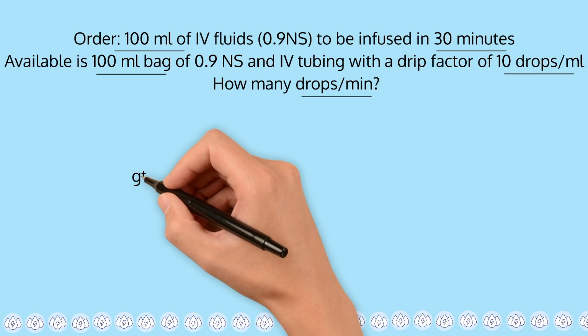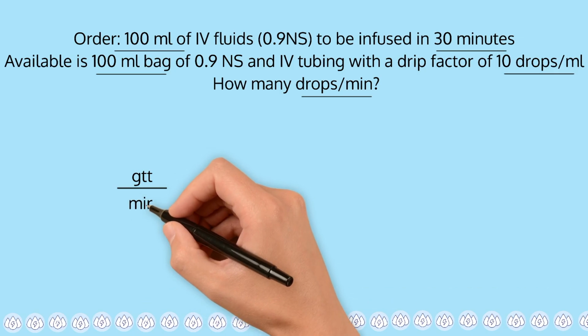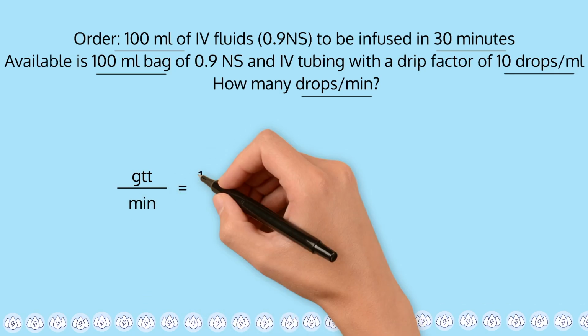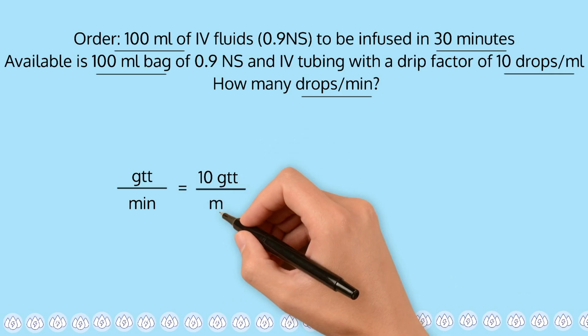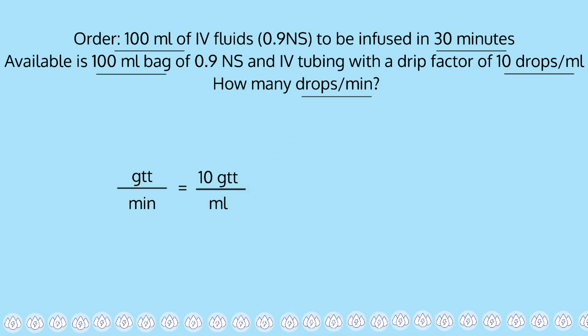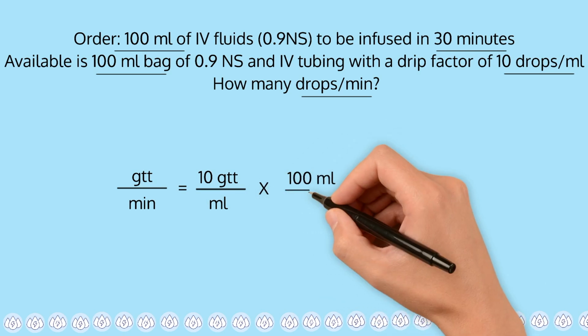So let's set up our equation, drops per minute. Well, what do we have in it that has drops first? Well, we have the drip factor, 10 drops per ml. And even though it's written out as drops, remember drops still stands for GTT regardless of how it's written. So we'll put drops over ml, and we need to cancel out the mLs because we need drops over a minute, not drops over ml.